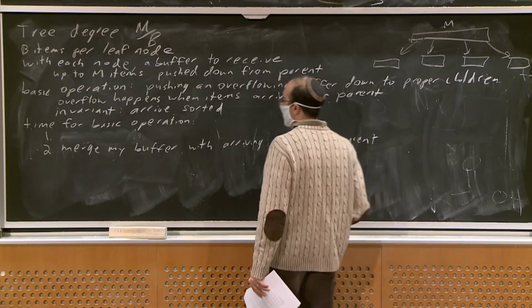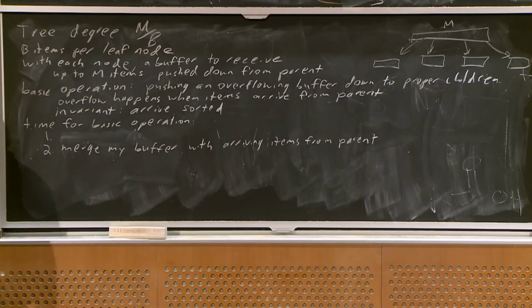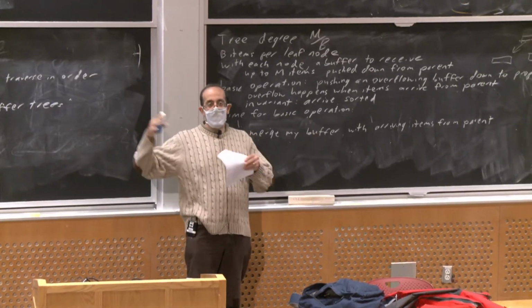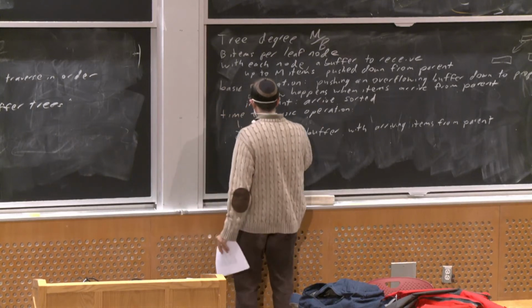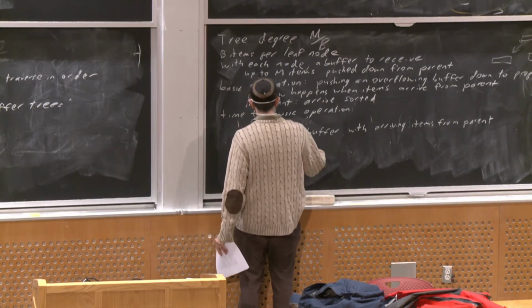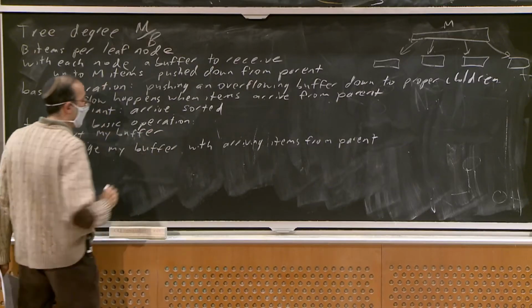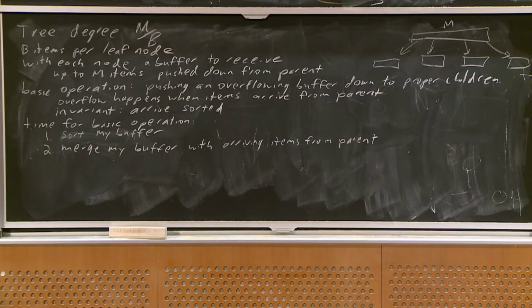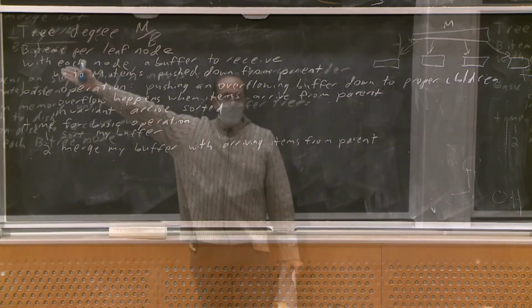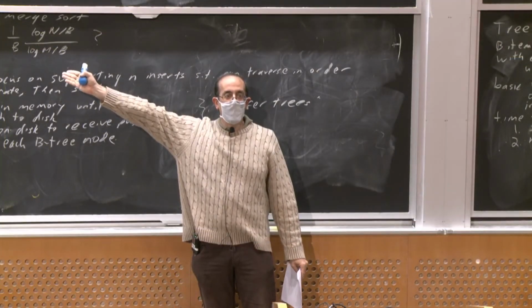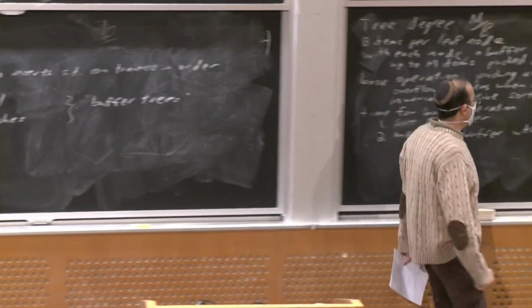Okay. Now, if I want to do that merge well, and have an easy time splitting things up among my children, the first thing I'm going to do is sort my buffer. Okay? Because if I sort my buffer and the stuff from my parent is also arriving sorted, now I have two sorted lists, and we know how to merge those very efficiently. Right? So how long does it take me to sort my buffer?